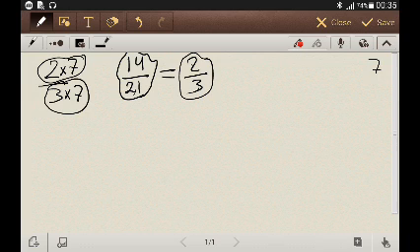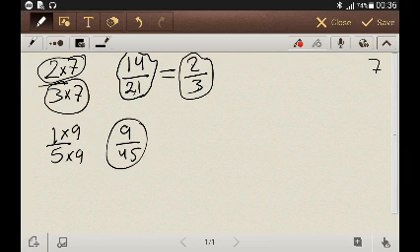And again, let's say you have 1 over 5 and you want to get the equivalent fraction of it. You can choose any number to multiply with. Let's say we want to multiply by 9 this time, by 9 here as well. This would give us 9 over 45. This is equivalent to this.